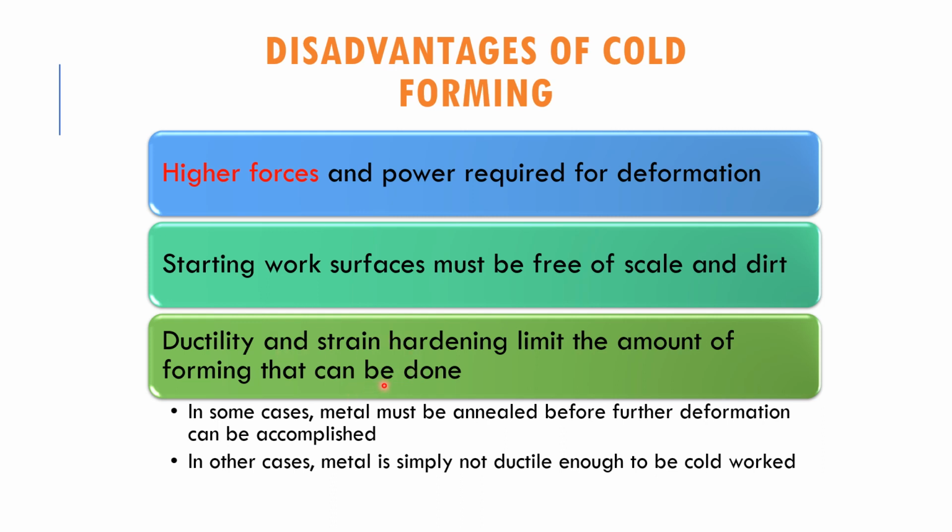In some cases, metal needs to be annealed before further deformation can be accomplished. In some other cases, metal is simply not ductile enough to be cold worked. If it is not ductile enough and we try to push it, it will start to break instead of producing a good product.